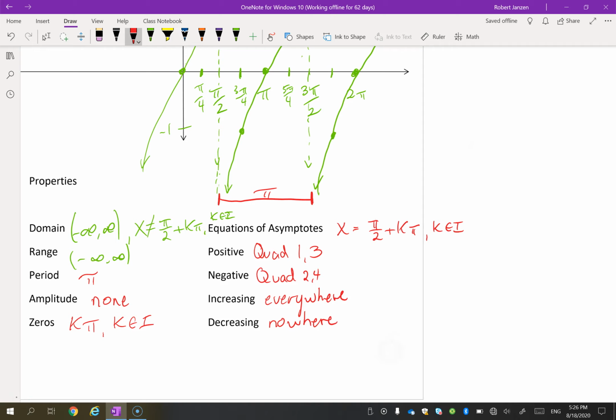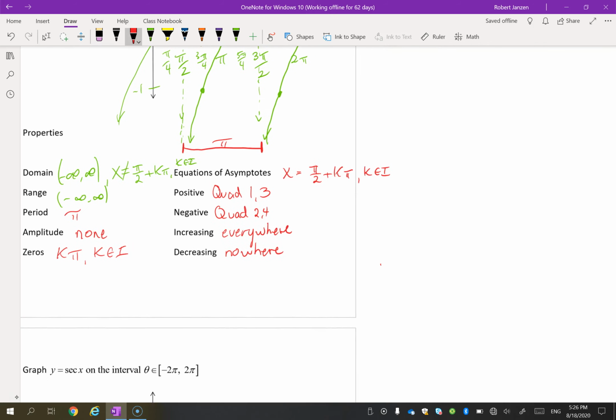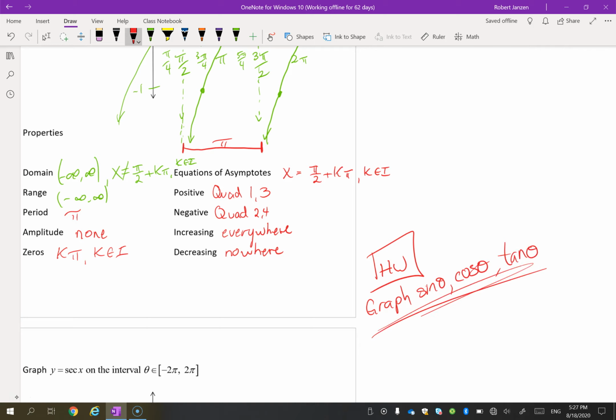All right. So, your homework. You need to memorize these three graphs. Okay? You need to be able to graph sine, cos, and tan. And you need to be able to do it really well, because that's the rest of the unit, is we're going to be graphing that with transformations on it. Okay?